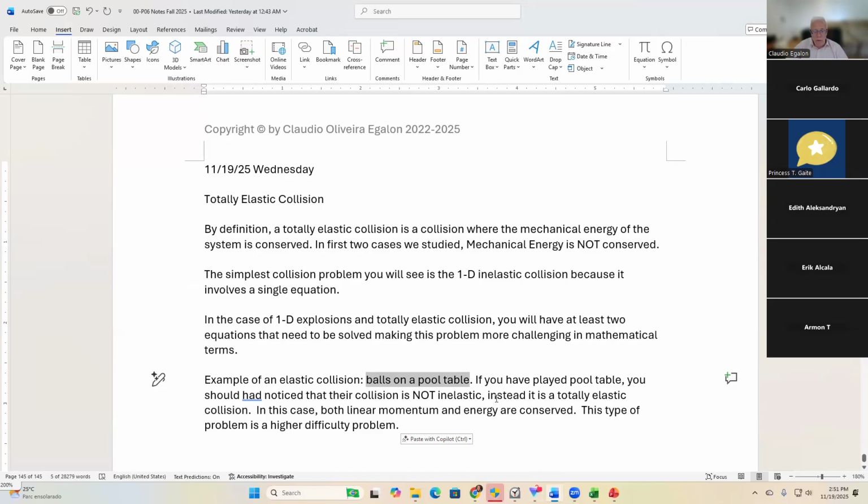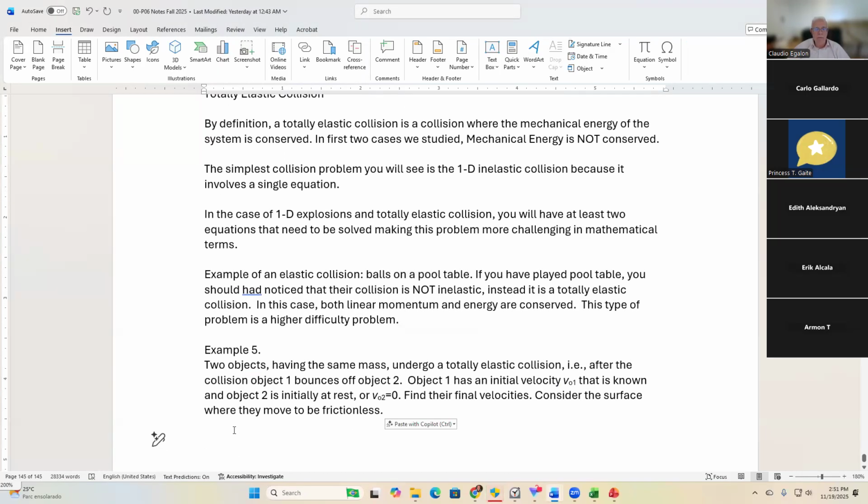And let's not forget, we're still talking about 1D because it's the simplest problem. When we start talking about 2D collisions, then the number of equations starts increasing. So, higher difficulty. And now we're going to do an example of elastic collision. Two objects having the same mass undergo a totally elastic collision. After the collision, after object one collides, right?